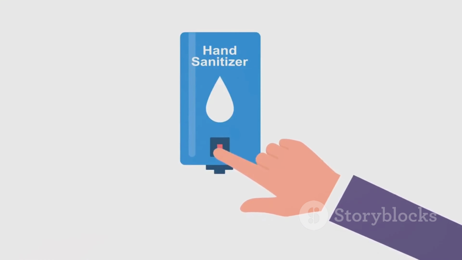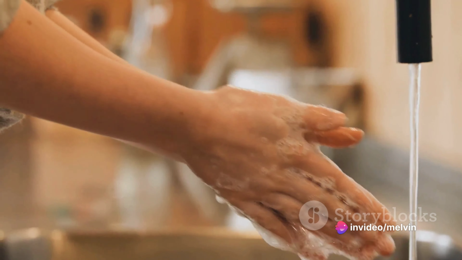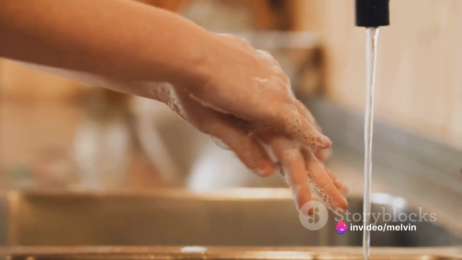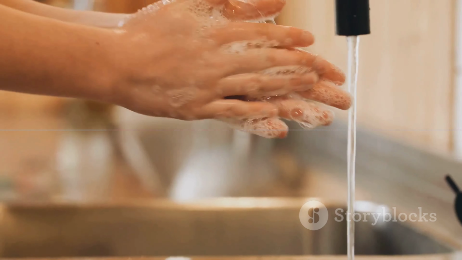sanitizer to your hands. Rub your hands together vigorously, making sure all surfaces are covered. Keep on rubbing until the sanitizer dries completely, which should take approximately 30 seconds. Your hands are now safe.